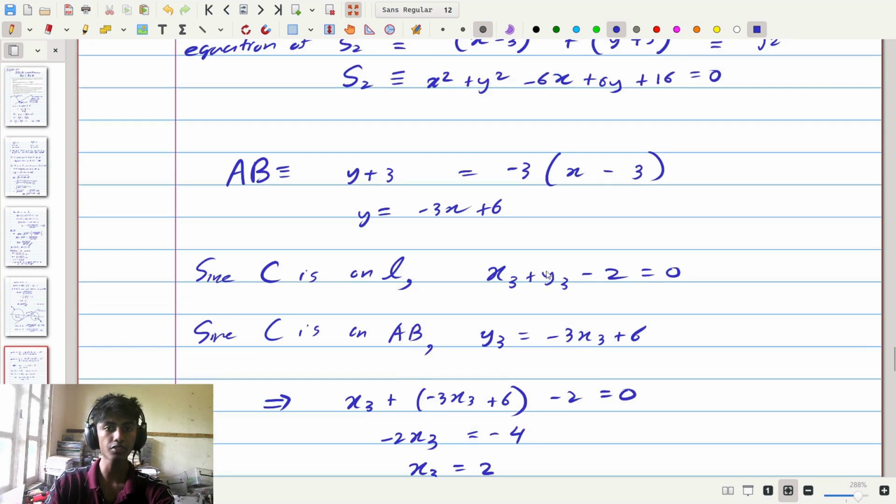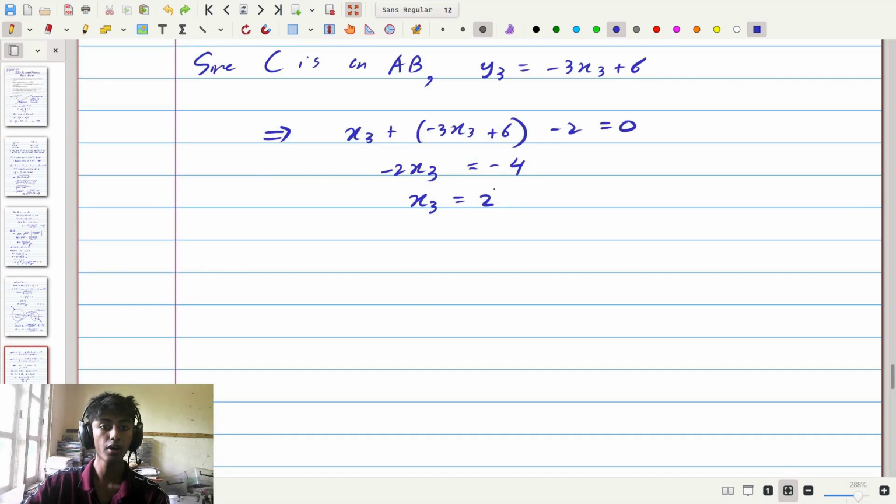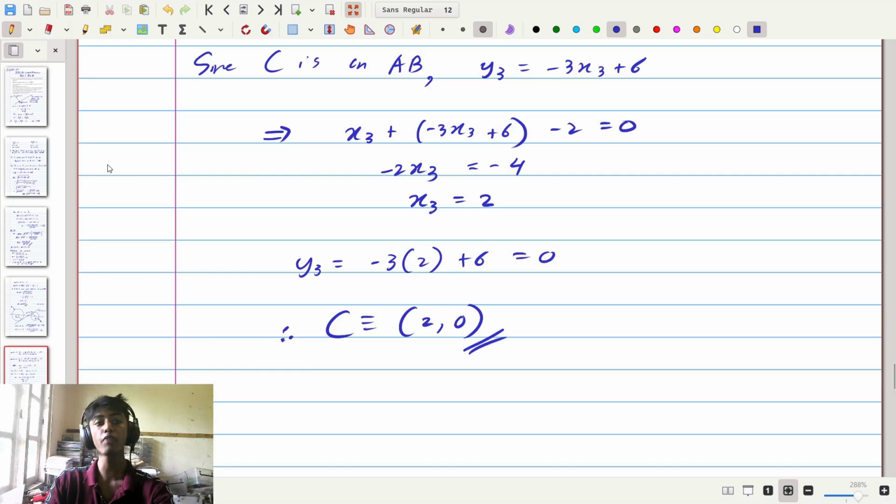Now if we substitute back over here, we get y equals minus 3x plus 6, which will be minus 3 times 2 plus 6, which is minus 6 plus 6, which is 0. And therefore y3 is equal to 0. Therefore C has the coordinates 2, 0. So with that, we found the coordinates of C.